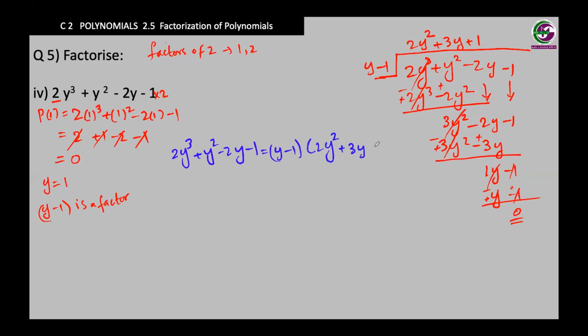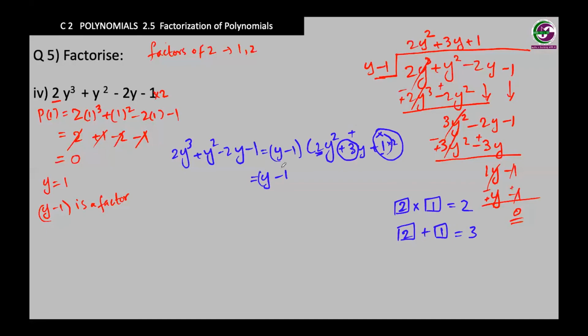Now you can see that the second factor has power 2, and the coefficient is not 1. So we can't do the shortcut method, but we can split the middle term. To split the middle term, the product is 1 times 2, which is 2. So two numbers on multiplication should give you 2, and two numbers on addition should give you 3. So what are the numbers? A number multiplied by another number is 2, and the same numbers on addition should give you 3. It is 2 and 1. So 2 times 1 is 2, and 2 plus 1 is 3.